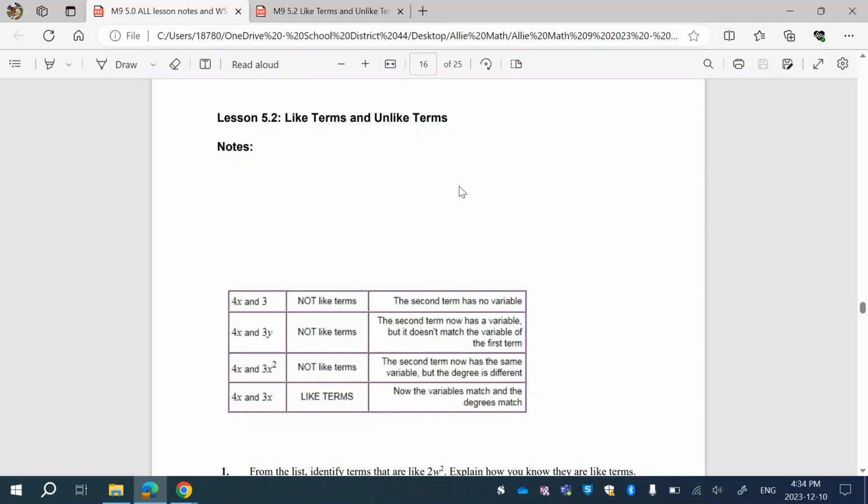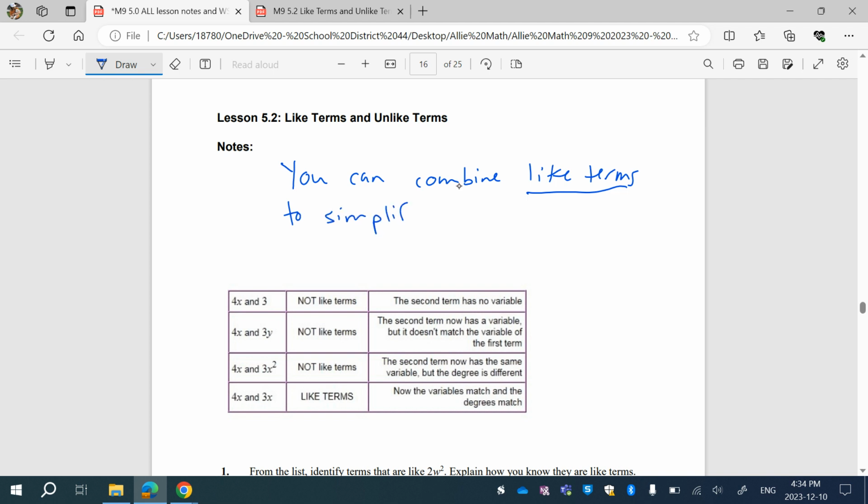We're looking at like terms and unlike terms. And the notes for this is just that you can combine like terms. It's kind of just like same terms to simplify polynomials.